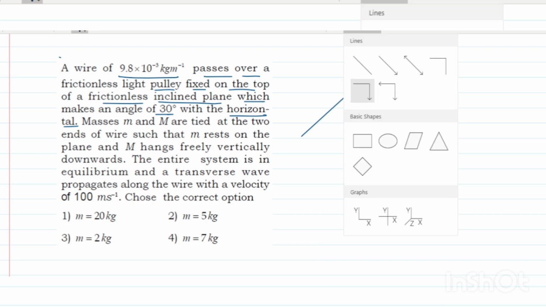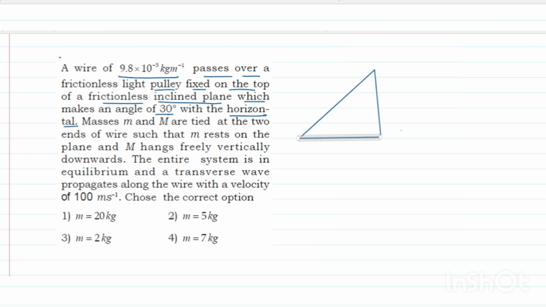Here an inclined plane is given, making an angle of 30 degrees to the horizontal, and here a frictionless pulley is located. Now two masses, small m and capital M, are tied at the two ends of the wire such that small m rests on the plane. So small m is the mass resting on the plane, and capital M is hanging freely vertically downwards.